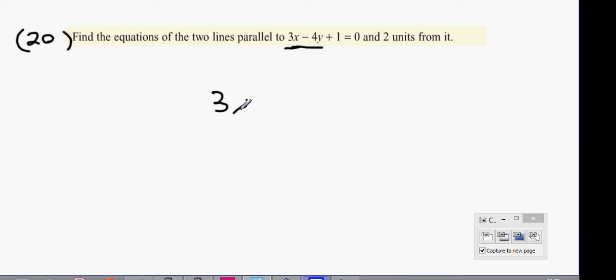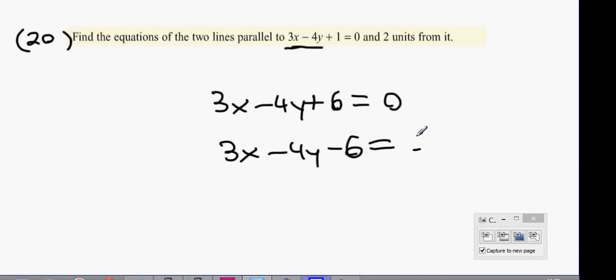Okay, so if I was to draw out the following lines, 3x minus 4y plus 6 equals 0, and I was to draw out 3x minus 4y minus 6 equals 0, can anybody actually tell me what is the visual difference between the two of them?